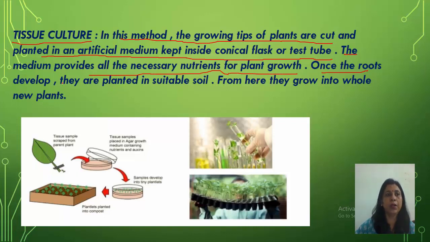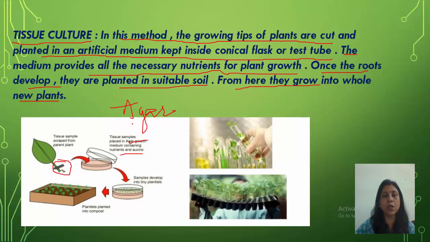This medium contains all the necessary nutrients for the plant growth. Now once the roots develop, they are planted in suitable soil. From here they grow into whole new plants. You can see a few cells are taken, they are kept in the agar medium. This medium is a jelly medium which is known as agar. Agar growth medium containing nutrients and auxins. These are growth hormones. Then samples develop into tiny plants. Then they are planted in compost, and from here they are transferred to the land and they grow into whole new plants.